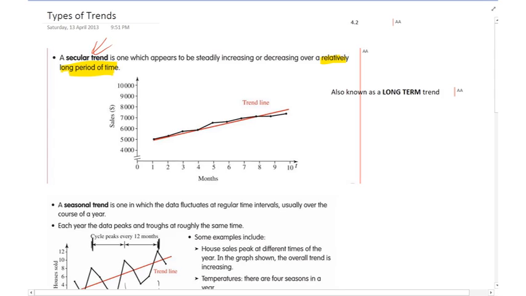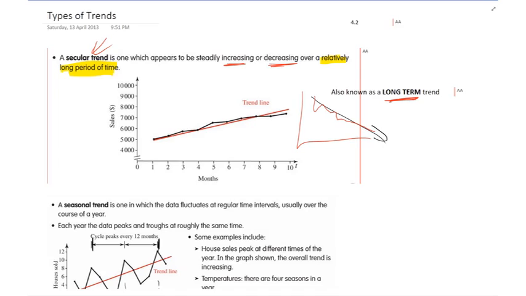The point with this is you can have peaks and troughs, but if there's no pattern to it, we call it a secular trend, and it's a long-term thing. So remember, it has to be long-term, and we're seeing it steadily increasing or decreasing. So you could have something that looks like that, and that would be a secular trend with a decrease. That's one way to look at it.